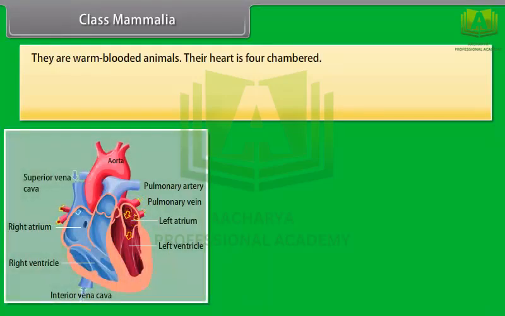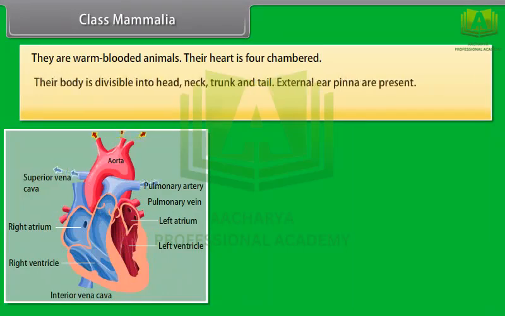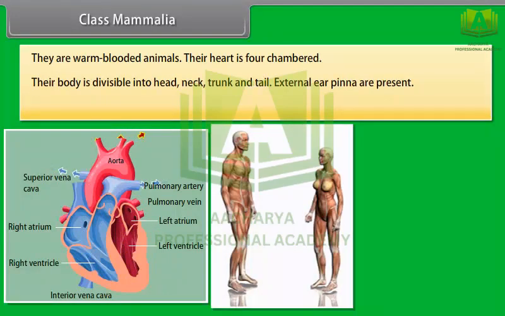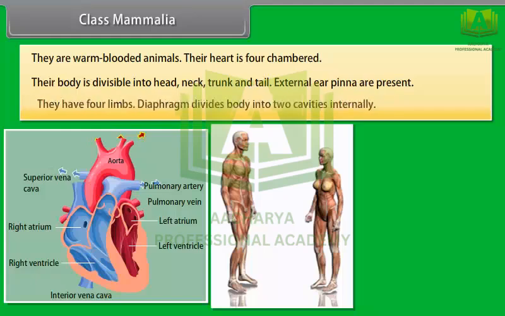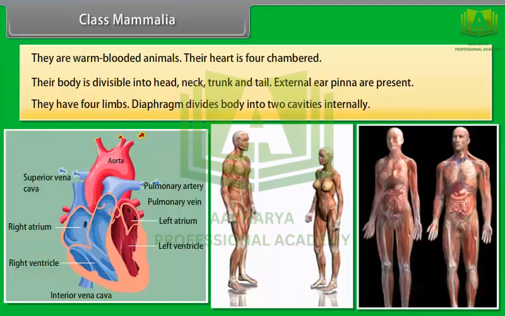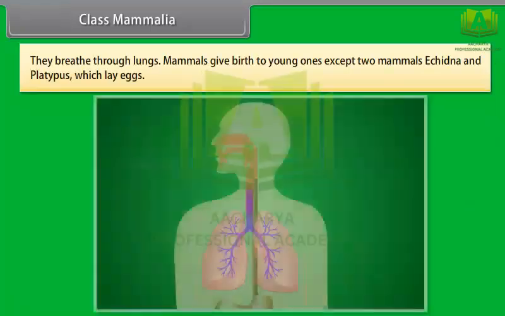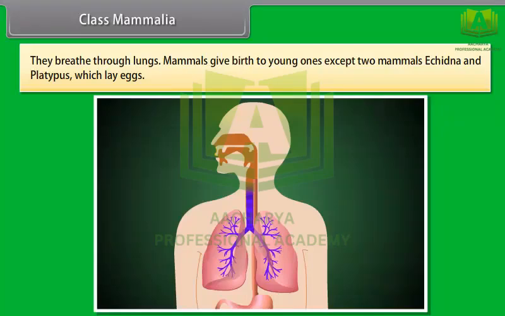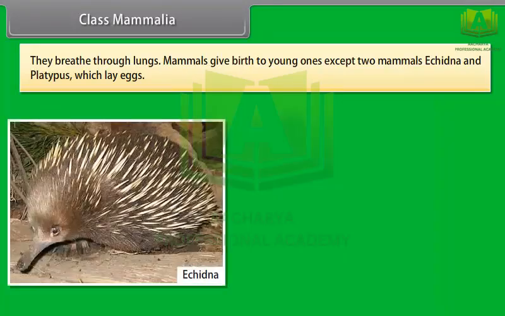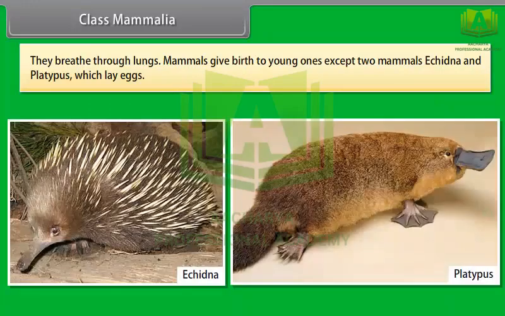They are warm-blooded animals. Their heart is four-chambered. Their body is divisible into head, neck, trunk, and tail. External ear pinnae are present. They have four limbs. The diaphragm divides the body into two cavities internally. They breathe through lungs. Mammals give birth to young ones except two mammals, Echidna and Platypus, which lay eggs.